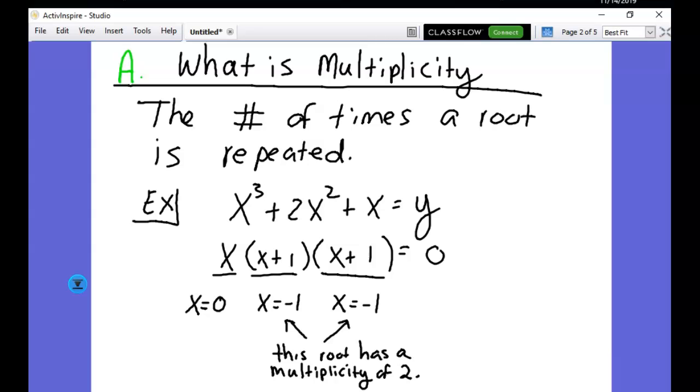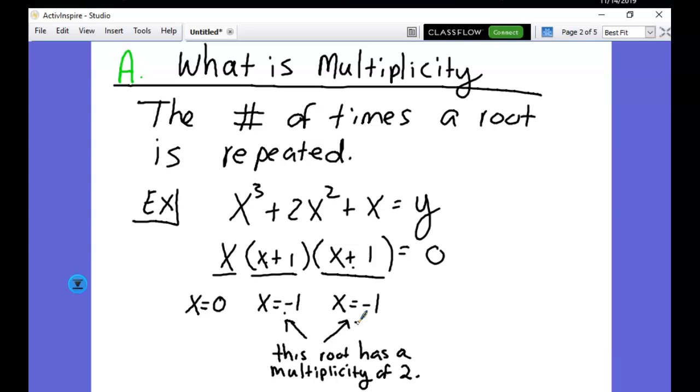If I ask you to find the roots, you notice set the y value equals 0, set each factor equal to 0, and then solve. Now you'll notice that because I had two factors that were identical, I end up with two roots that are identical. Whenever you have two roots that are identical, we say that root has a multiplicity. In this case, it has a multiplicity of 2 because it's repeated twice. It can be repeated more than twice.